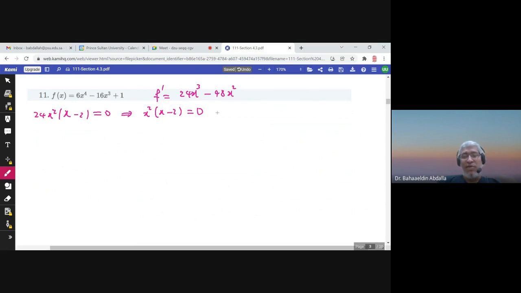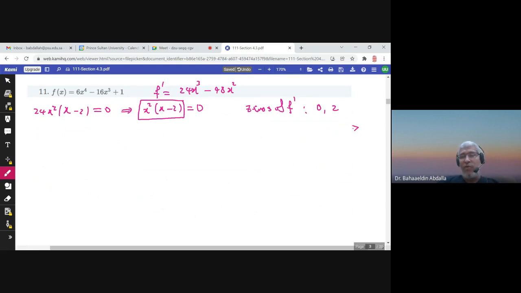So what are the zeros of f prime? The zeros of f prime are 0 and 2. All right, x minus 2 is 0, then x is 2. Notice that 0 is a zero of multiplicity 2. And notice that the signs of f prime are exactly the signs of this quantity, x squared times x minus 2. So if you put the zeros here, 0 and 2, these are the zeros of f prime, from negative infinity to infinity.